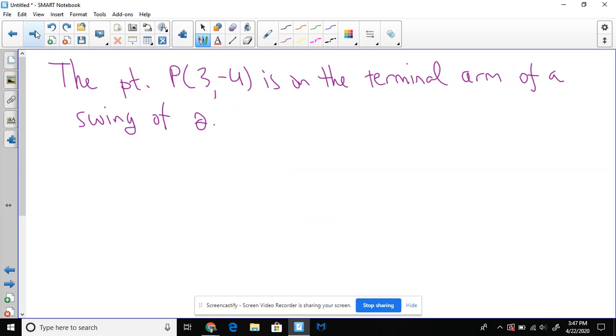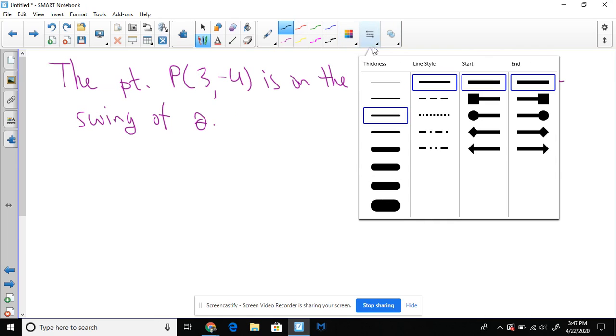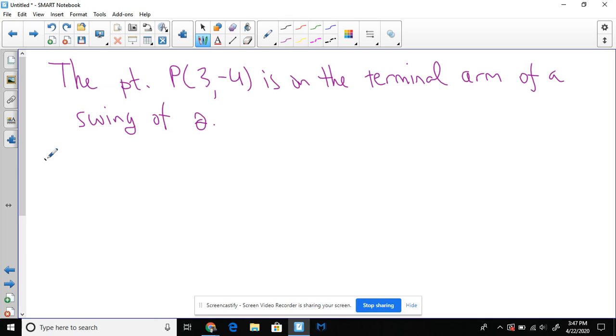All right. So first, what we'll do, there are a few questions about a terminal arm swinging and finding a theta. So we'll do a couple of these. Remember, when I'm drawing this out, here I'm going to draw my little XY axis. So the point (3, -4) is down here, okay?